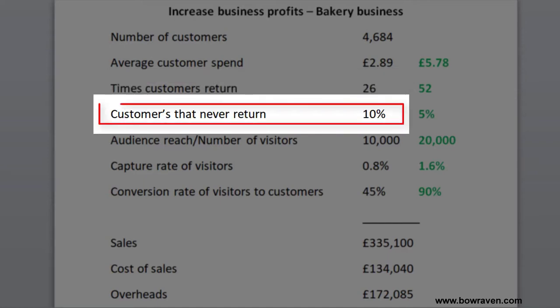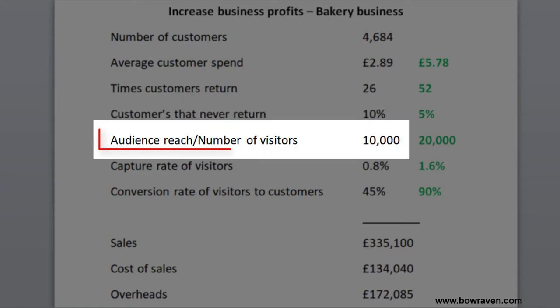The next number is a percentage, and that percentage represents those customers that never return again for whatever reason. They've gone to the competition, you've upset them in some way or other. The following number is your audience reach or number of visitors, and this can be made up of visits to your website, Facebook visitors, number of people that read magazines that you perhaps advertise in, and so on. And in this case, that's 10,000.